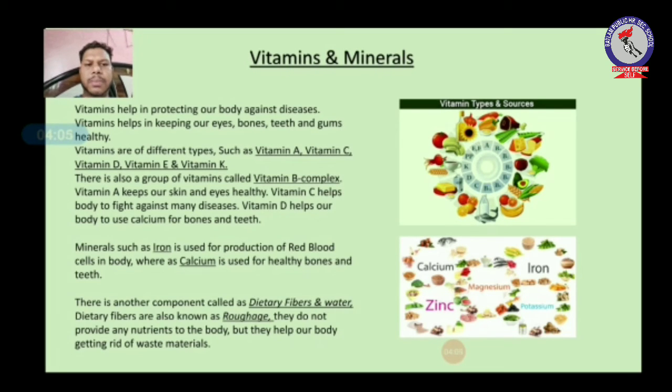There is another component called dietary fibers. Another from vitamins and minerals and carbohydrates, proteins and fats. There is another thing which is called dietary fibers, or it is known as roughage. They do not provide any nutrient to our body, but they help in proper functioning of the body and to get rid of the waste which is produced in the body.